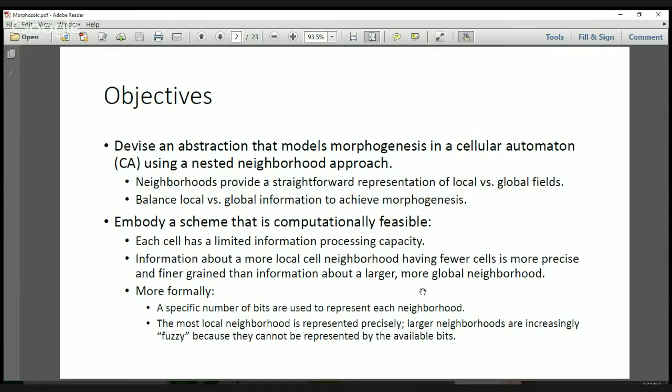What we're trying to do here is to embody a scheme that is computationally feasible. So each cell has a limited information processing capacity, which is a plausible sort of assumption. Information about more local cell neighborhoods having fewer cells is more precise and finer grained than information about a larger, more global neighborhood. And this is simply because we're going to allocate a fixed number of bits to each neighborhood. So a smaller neighborhood is going to be represented proportionally by more bits, or a higher proportion of the neighborhood's bits will be represented.